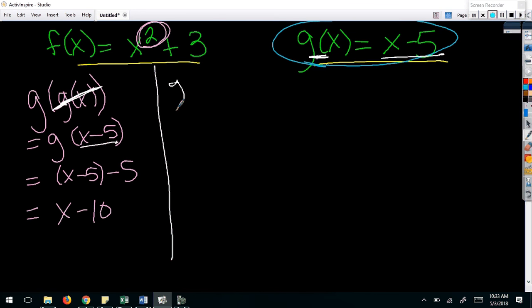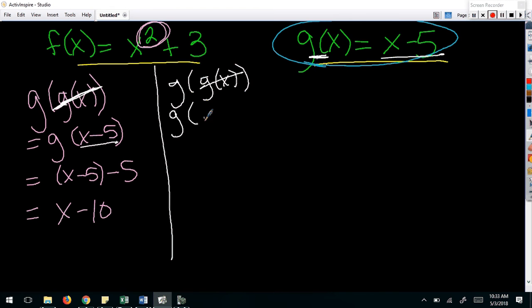So when you do G of x, any composition you work inside out, okay? So G of x is x minus 5. Do you agree with that? You gotta do another minus 5. So now what I have to do, and if it makes more sense to you, look at this. G is x minus 5. I'm going to take away that x and replace it with x minus 5.